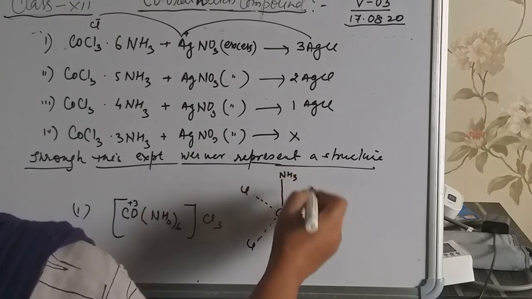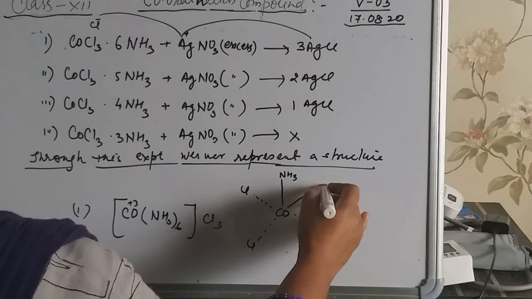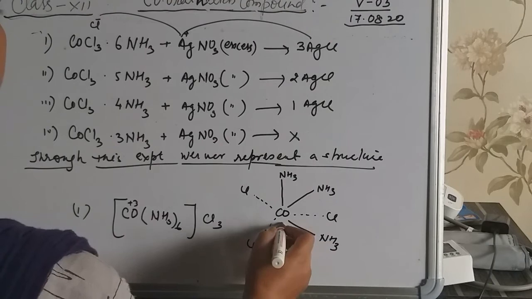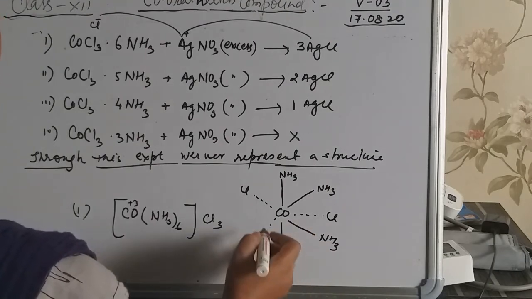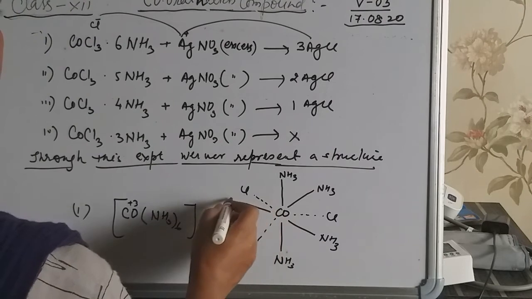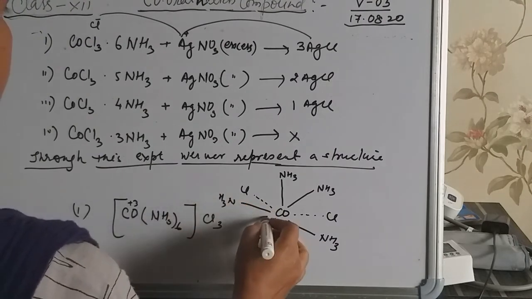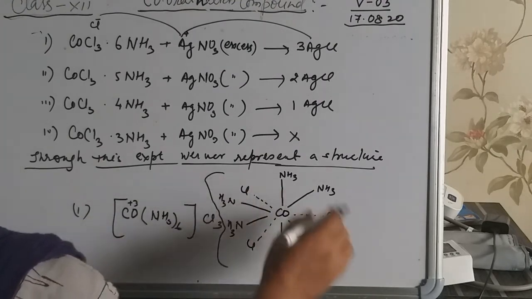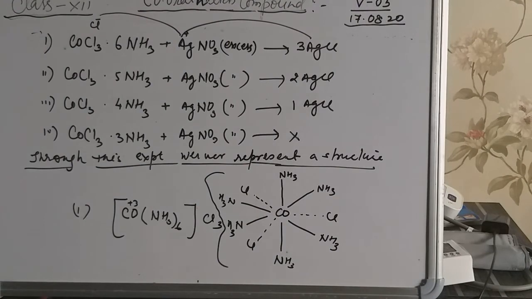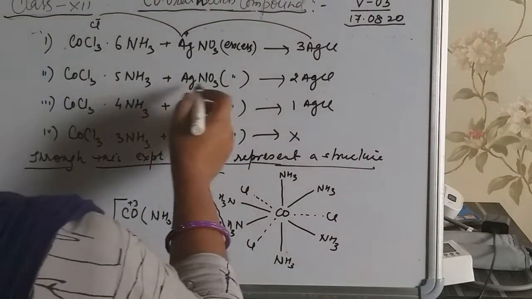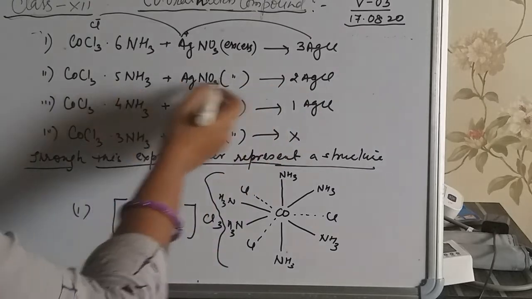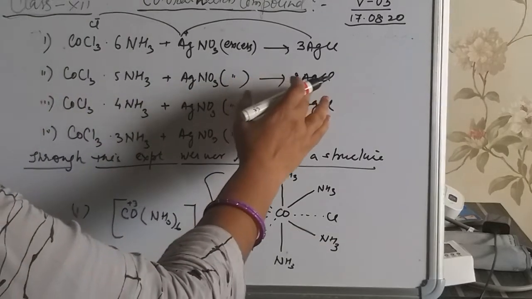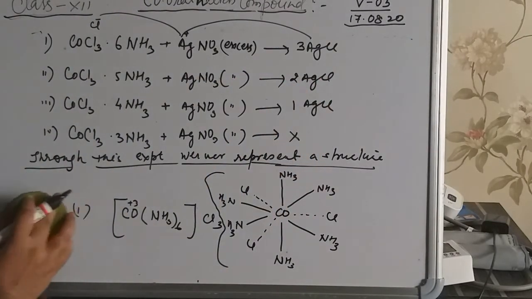So 1 NH3 here, 1 NH3 here, 2, 1 is here, 3, 1 is here, 4, 1 is 5, and 1 is 6. So in this way he can explain the structure as well as the formula of the compound. Let's see the structure of the second compound, cobalt chloride with 5 NH3, meaning 2 ionizable chlorides.